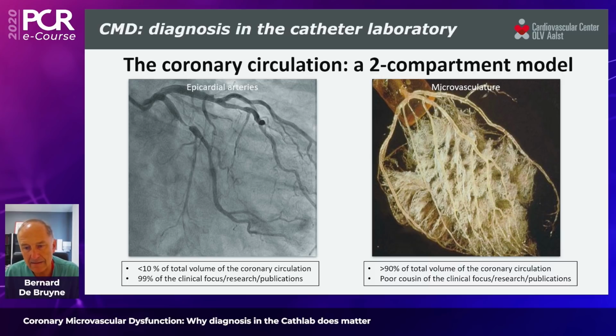And in spite of the fact this microcirculation encompasses more than 90% of the total volume of the coronary circulation, it has remained kind of the poor cousin of the family of the coronary circulation in terms of clinical focus, research, publication. So the macro circulation is relatively simple to quantify. We just need pressure measurements and of course the angiogram. Let's not forget the angiogram. But for the microcirculation, the quintessential metric is the resistance, the microvascular resistance. And this is more difficult to obtain and to measure.